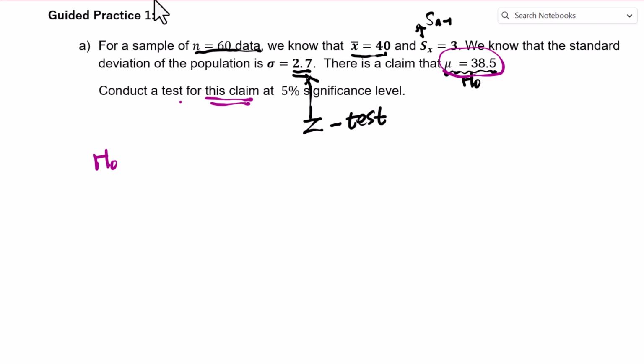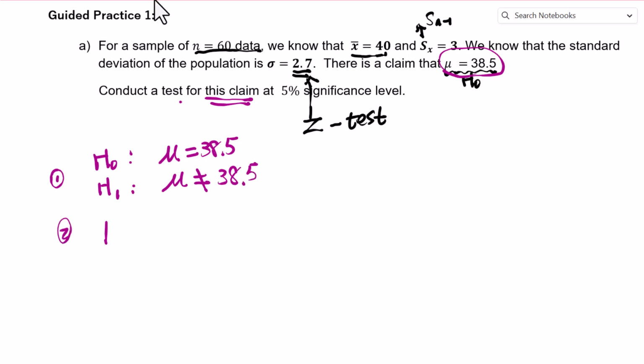We will use 3 steps. First step, write down H1, HO. HO is always dealing with equal sign. H1, mu is not equal to 38.5.